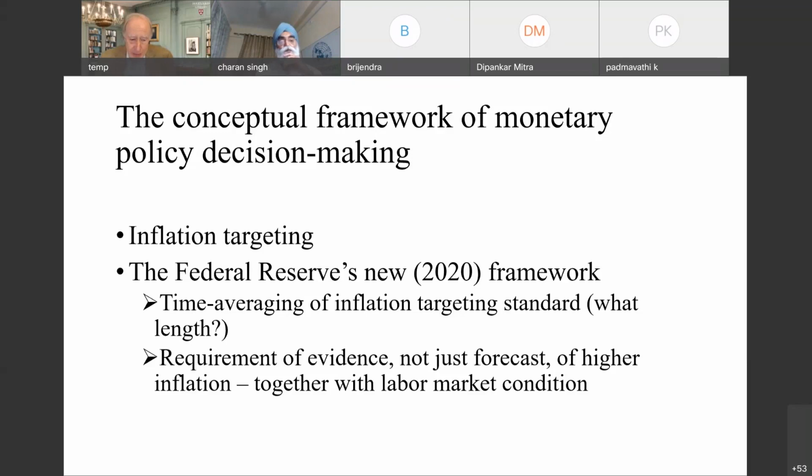Now, the great ambiguity, of course, is that they did not say exactly what the time period was for the time averaging. But I think this is a significant development. The second element is that, again, in response to having undershot the target for so many years, they've been very explicit that this time around they are going to tighten policy not just in response to a forecast that inflation will go back to target, but only when they actually see it happening.